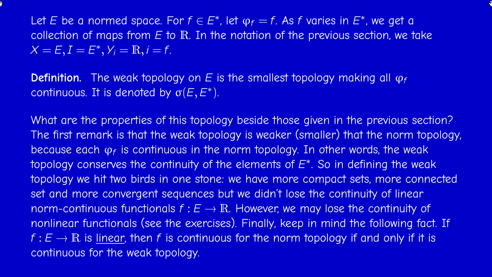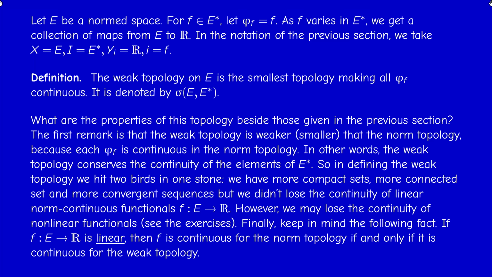And a very useful remark, which also may seem a little bit confusing in the beginning: if f is a linear map from E to R, then f is continuous for the norm topology if and only if it is continuous for the weak topology. We have an equivalence here actually. So think of this a little bit. Take a paper and a pen and write down the simple proof. It's very simple. Everything follows from the definition here.